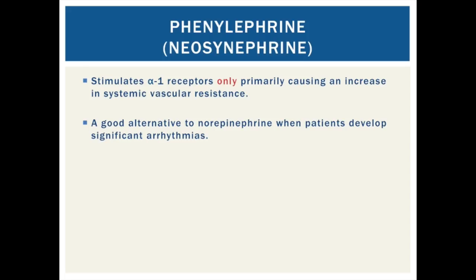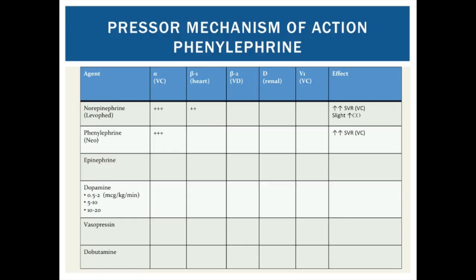Moving on to phenylephrine, or Neosynephrine is the trade name. This stimulates only alpha-1 receptors, primarily causing an increase in the systemic vascular resistance, the SVR. This is probably reserved as an alternative to Levophed, or norepinephrine, when the patient develops significant arrhythmias, or if you needed some sort of adjunct pressor because what you were using wasn't cutting it. You can see here the only difference between phenylephrine and norepinephrine is that you've lost the beta-1 stimulation, so you only get this increase in SVR.